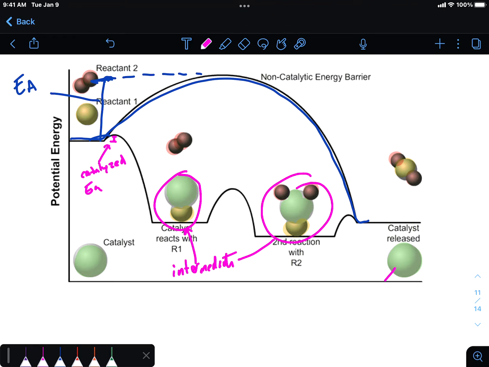Takeaways. Catalyst is unchanged from the beginning.